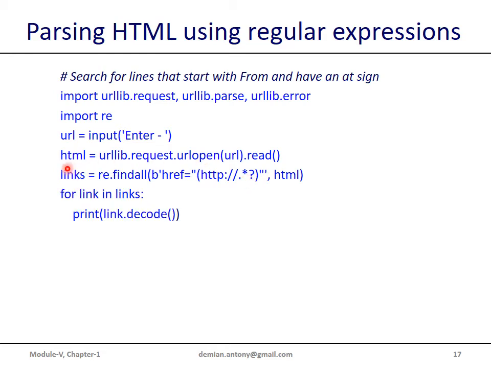And this gives me a list of links, and for each link you try to display the link by decoding the binary representation so that we get the textual representation. This is how we can extract all the links that are present in a given web page.